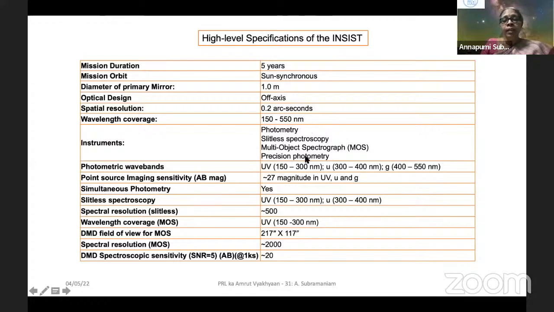On the instrument side, we plan to have photometry with a large coverage, about half a degree field. And on the same field, we will have slitless spectroscopy. We also have a plan for a small area, just like the ECS HST central field, 2 by 3 arcminute, multi-object spectrograph, and then a precision photometric field. So the MOS will have a resolution of about 2000 and a sensitivity of about 20, and it can have multiplexing of about a couple of hundred stars. That's based on the DMD.